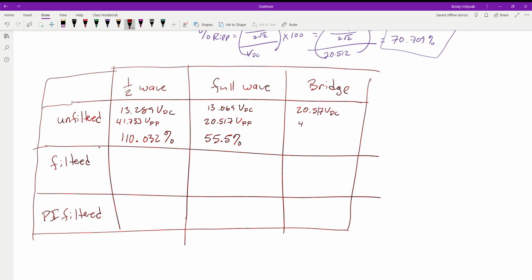And we also had 41.033 volts peak to peak. And that ended up giving us a ratio of 70.709%. So what that is basically saying here, comparing between the full wave and the full wave bridge, is we gained 7.5 volts of DC voltage coming out of this thing. Our ripple went up, but in comparison, it only went up 20%. So we have a total of 70% ripple, 41 volts peak to peak, 20.53.